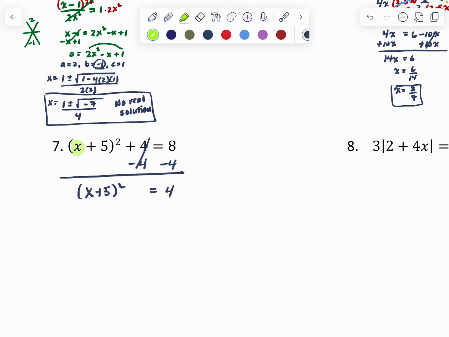So still, I'm solving for the x. I need to get rid of everything around it. So the next thing I would like to get rid of is this square. The way to get rid of a square, do the opposite. We're going to take the square root of both sides.